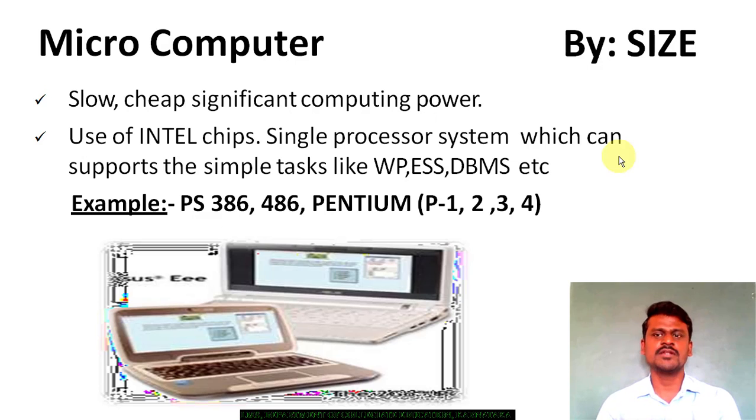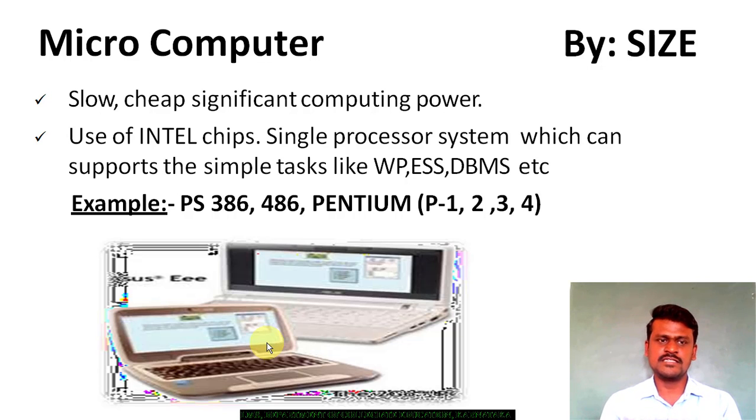Now we will move on to the next one, classification by size. In that, the first one is microcomputers. Microcomputers mean slow, cheap, with significant computing power. You can see from the image that these microcomputers somewhat look like a small mobile or cell phone. It means they are portable. You can also call microcomputers a portable cell phone.